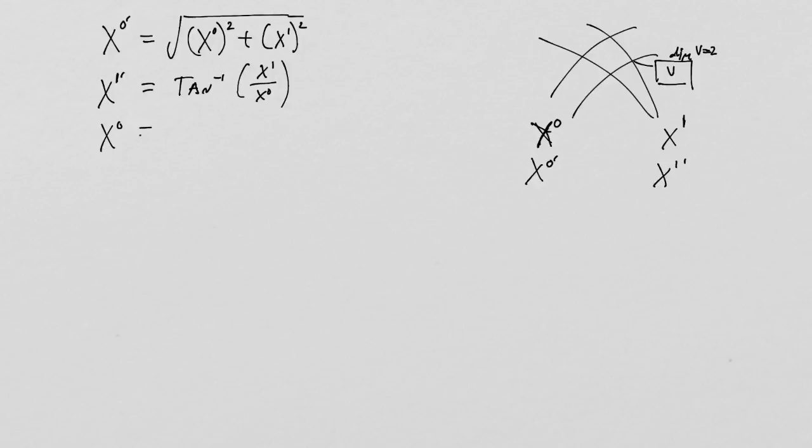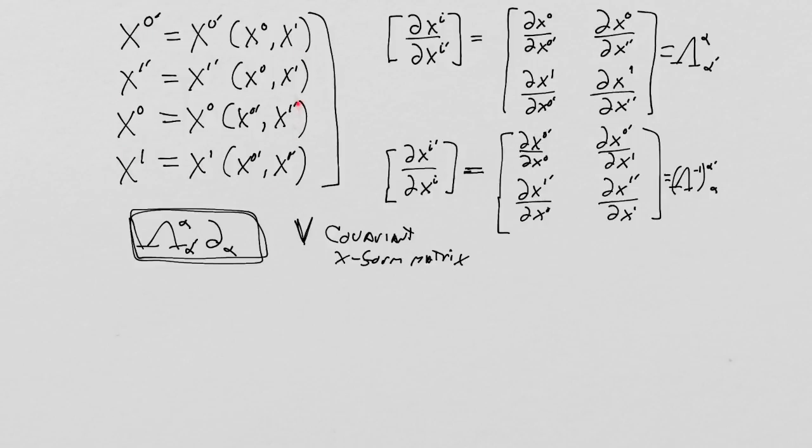And then the other way, x0 is going to be x0 prime cosine x1 prime, and x1 equals x0 prime sine x1 prime. So that is our transformation equations. That is the transformation we're talking about. We see that the prime coordinate is a function of the unprimed coordinates, and likewise the unprimed coordinate is a function of the prime coordinates. So this completely satisfies this structure right here.